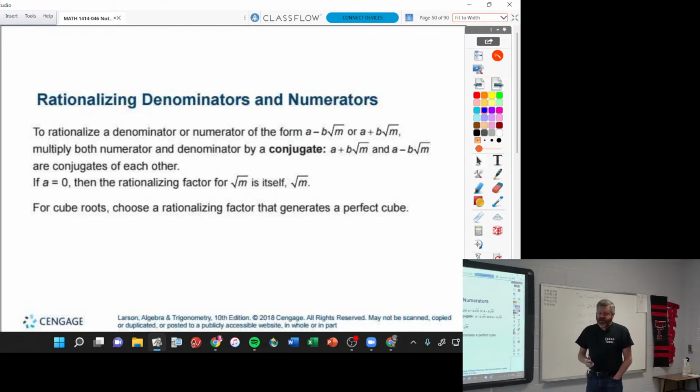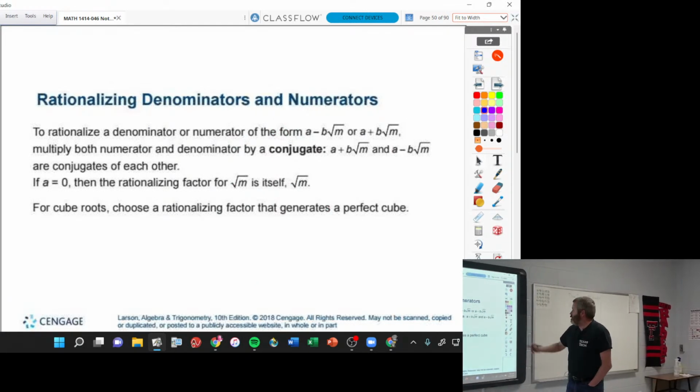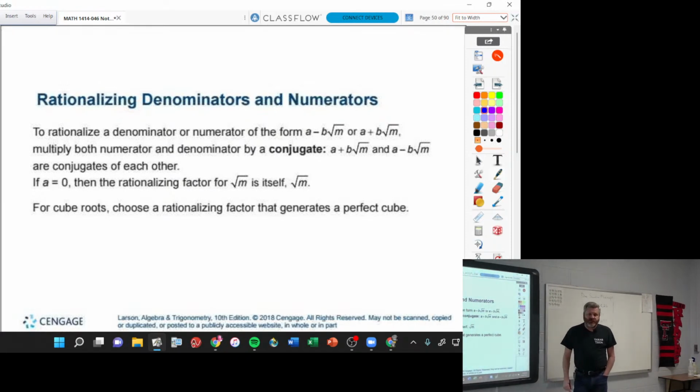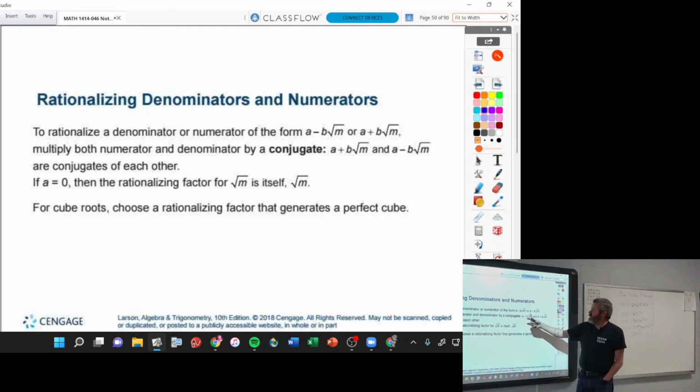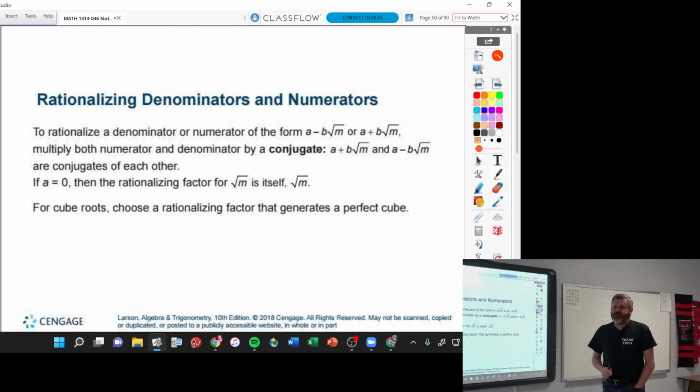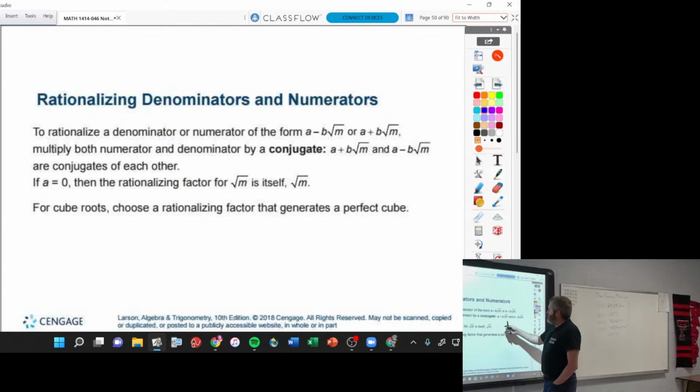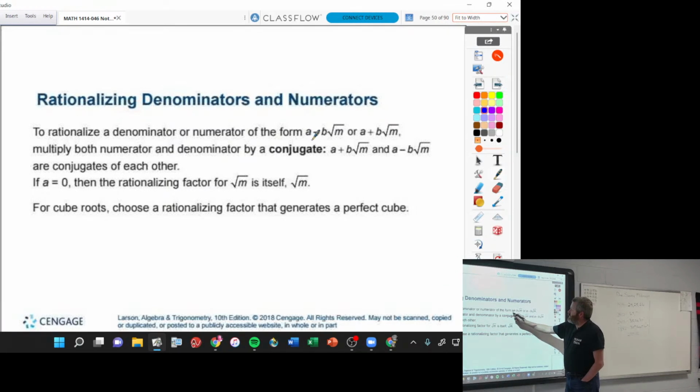Rationalizing the denominator. Okay, as stated earlier, when solving problems, you cannot have a radical in the denominator. So there are some things we have to do to get rid of it. If the denominator takes the form a minus b root m or a plus b root m, you're going to have to multiply the top and the bottom by the conjugate. The conjugate of a plus b root m is a minus b root m.